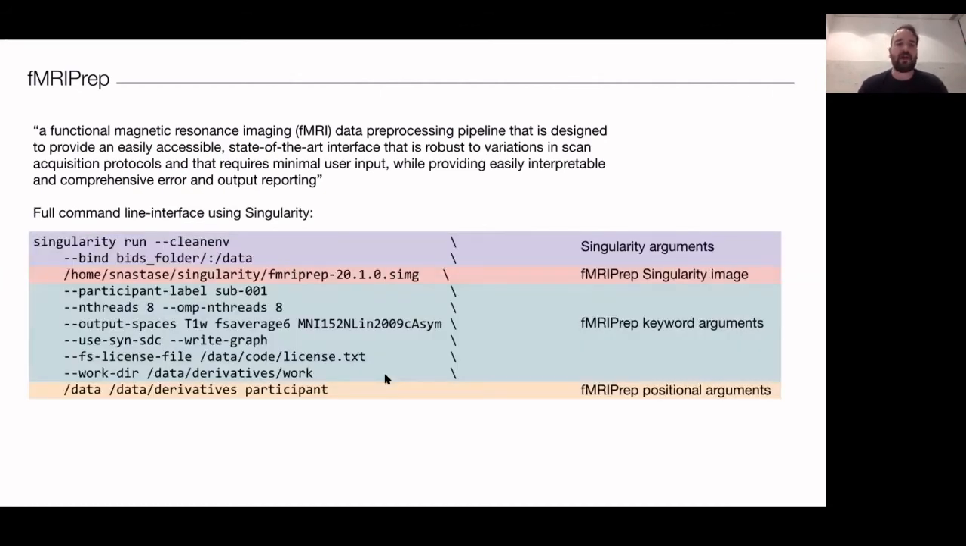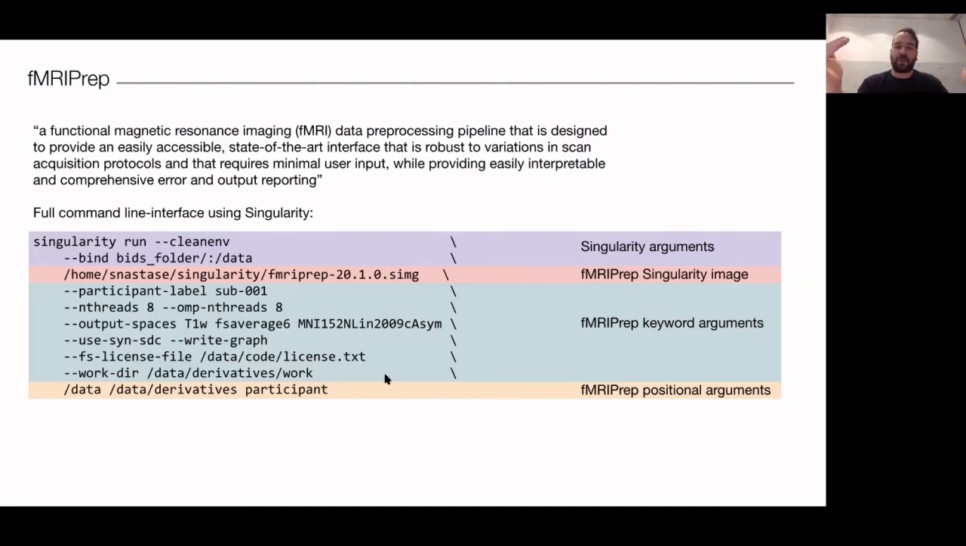So here is my example of a fully functioning Singularity command to run fMRIPrep. The purple here is really just calling Singularity. We're doing singularity run here. We're using this clean env flag because we don't want Singularity to be sucking in any outside environment variables and things that we're not keeping track of, things that we don't know about. So we use clean env. Here I'm binding whatever my BIDS folder is outside of the Singularity image, and I'm just calling it data inside the Singularity image. And then I'm calling Singularity on where my fMRIPrep Singularity image lives, which is here. It's in my home directory of sorts, where I have my fMRIPrep version 20.1.0 Singularity image. So I tell Singularity, take in these flags, run this fMRIPrep Singularity image.